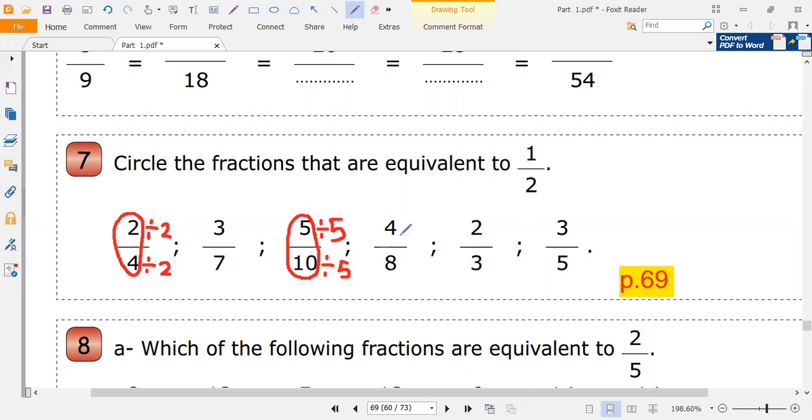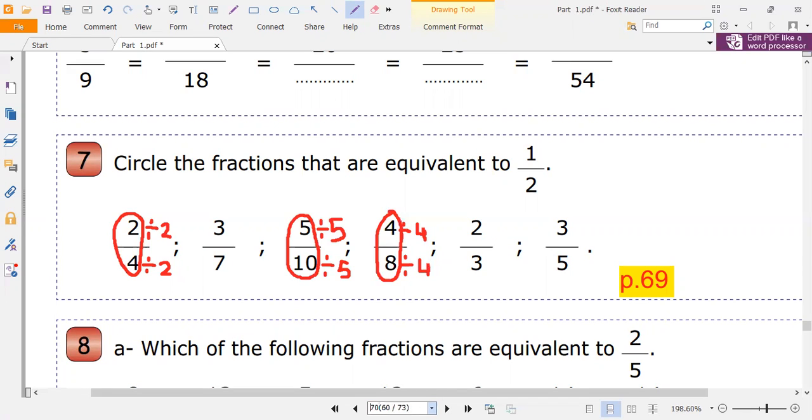Now here, if we divide the 4 by 4, we get 1. And if we divide the 8 by 4, we get 2. We divide by the same number, so 4/8 is equivalent to 1/2. Now if we divide the 2 by 2 we get 1, but we cannot divide the 3 by any number to get 2 because no number times 2 is equal to 3. Here is the same with 5, we cannot divide by any number to get 2 because no number times 2 is equal to 5.